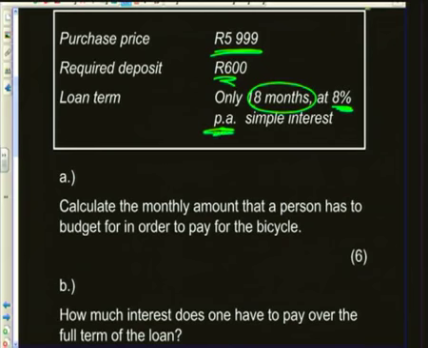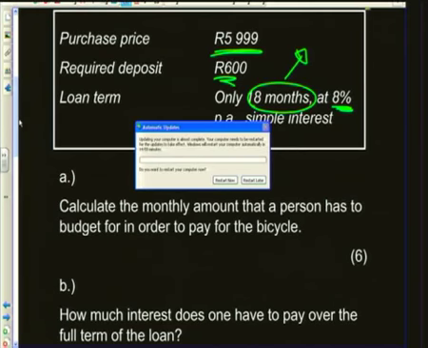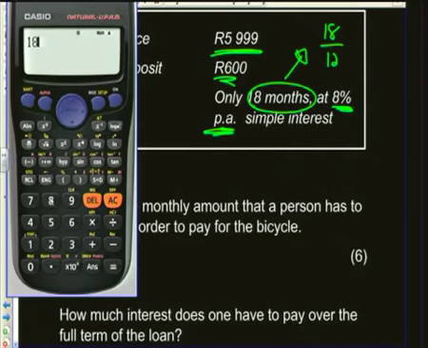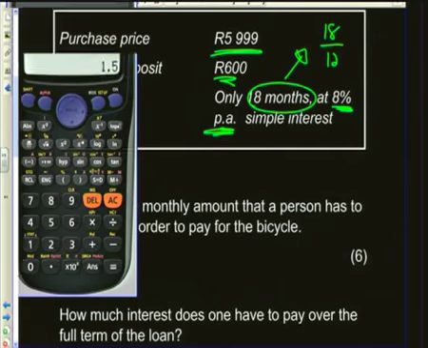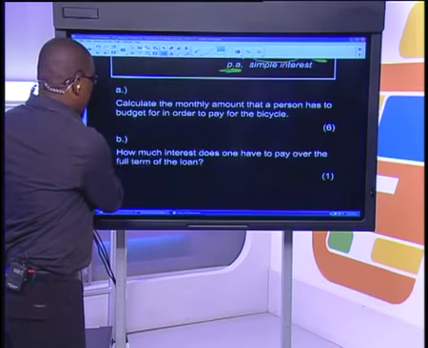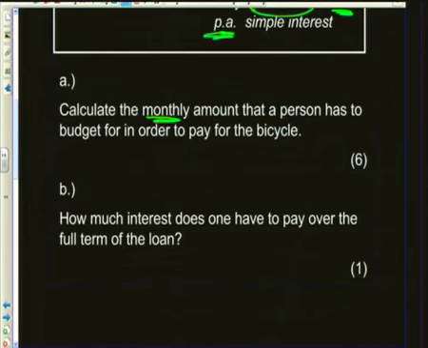So per annum simple interest, how many years are there in 18 months? How do you convert that? We're going to say this is 18 divided by 12. Now you get your calculator. 18 divided by 12 gives us 1.5. So in 18 months, this is equivalent to 1.5 years. Okay. Now, let's work it out. Calculate the monthly amount that a person has to budget for in order to pay for this bicycle.